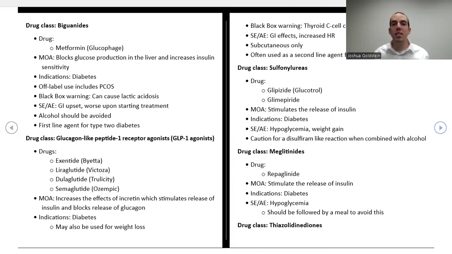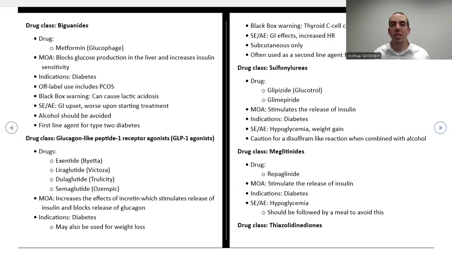So we start with the biguanides, that's metformin, that is universally considered the first-line drug for the treatment of diabetes. It's a PO medication. It blocks glucose production in the liver, and most importantly, it increases insulin sensitivity. So instead of the cells being insulin resistant, they become insulin receptive. They are happy to let the sugar into the cell. What do we use this for? Obviously, we use it for diabetes.